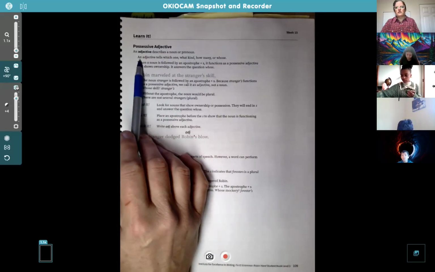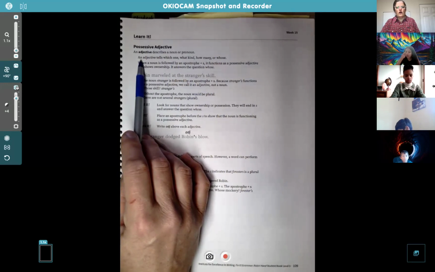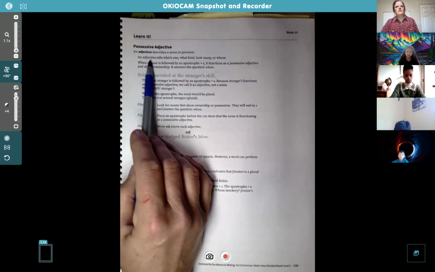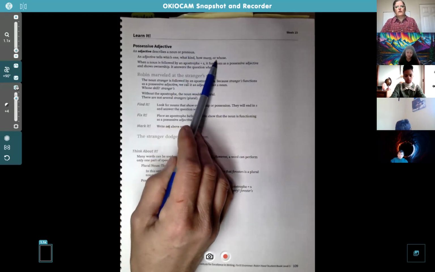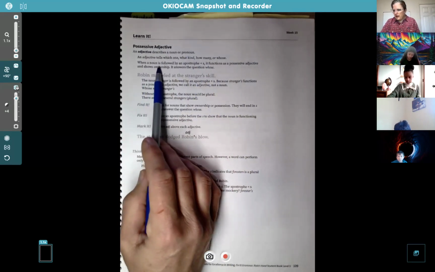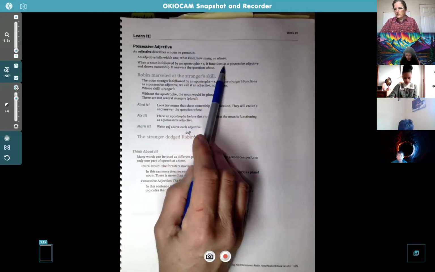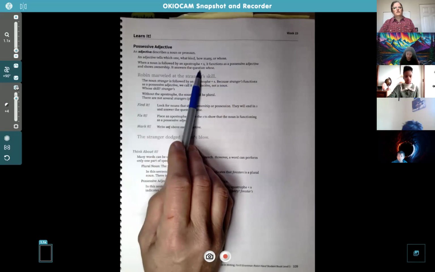So I know some students get stuck on adjectives because they're hard to spot sometimes. In the homework, it's best to find the nouns first and then look at the nouns, see what they are. Is it a person or a thing? And then find something that tells which one or what kind, how many, or whose. That's the best way to find those adjectives. So when a noun is followed by an apostrophe S, it functions as a possessive adjective and shows ownership. It answers the question whose.